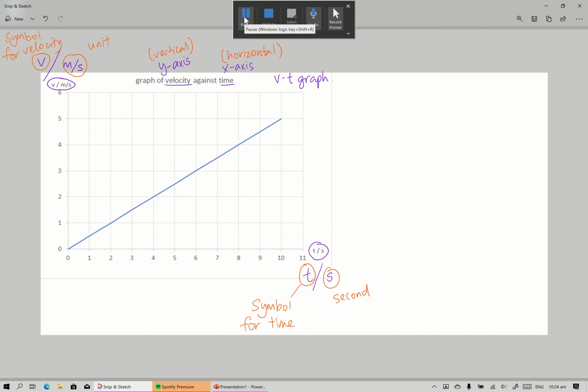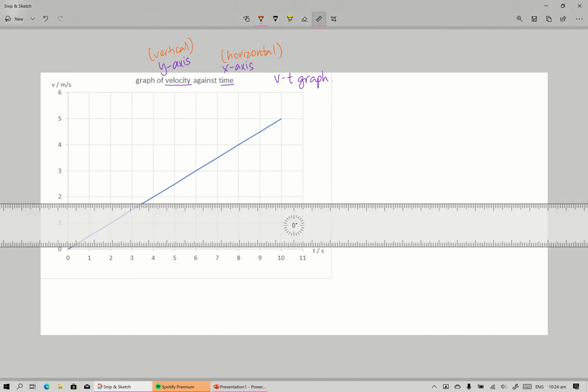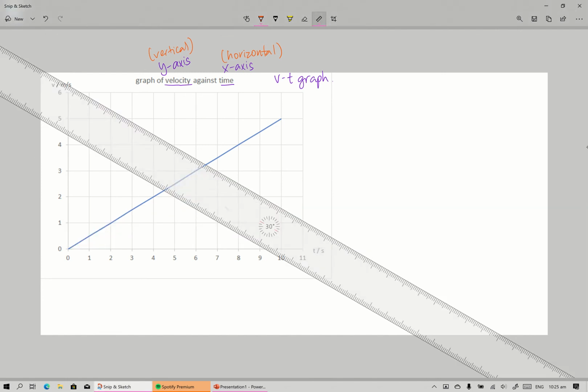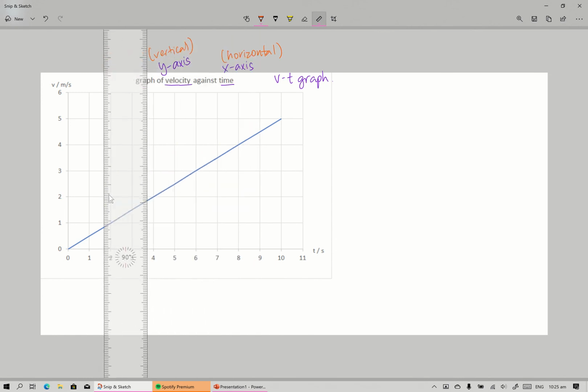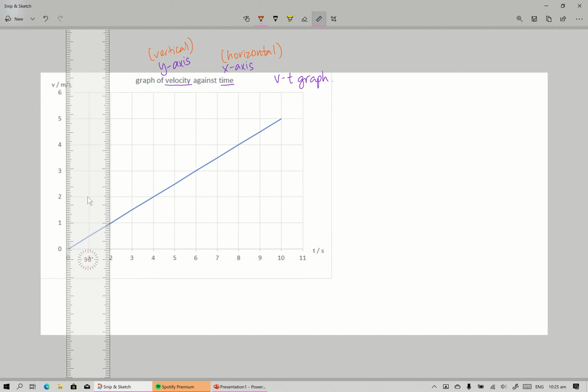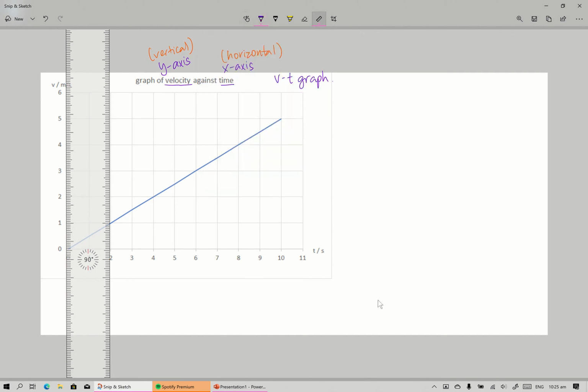Let me erase unnecessary things. Now, how do you read this graph? Okay. First, locate the time. Let's say I have time at 2 seconds. So at time equals 2 seconds.